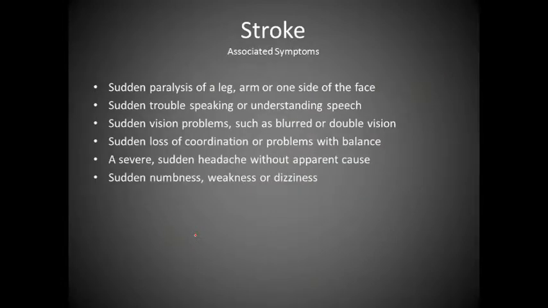So the symptoms of a stroke are sudden paralysis of a leg, arm, or one side of the face. Typically everything will be isolated on one side of the body, and typically it may only affect a leg or an arm, but many times patients report that it affects the entire side of the body to where they're just not able to move that side of the body really well.